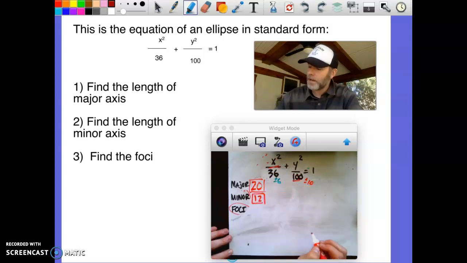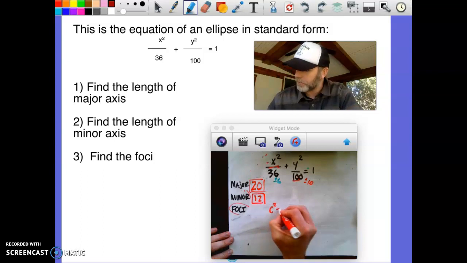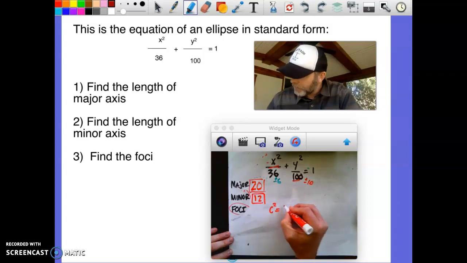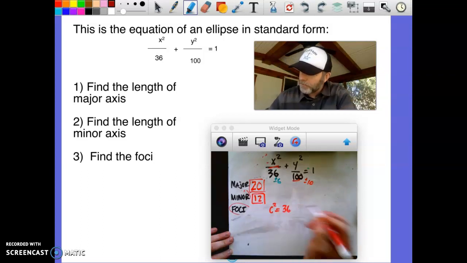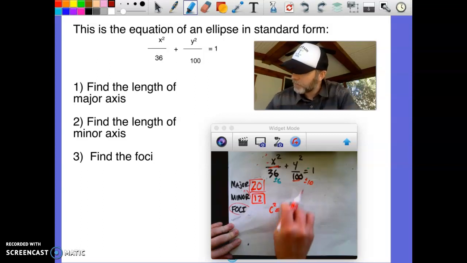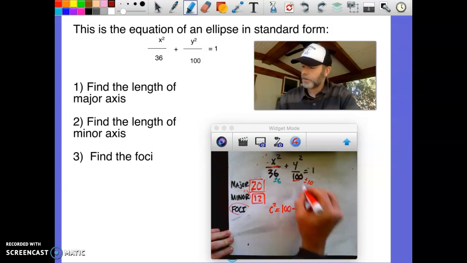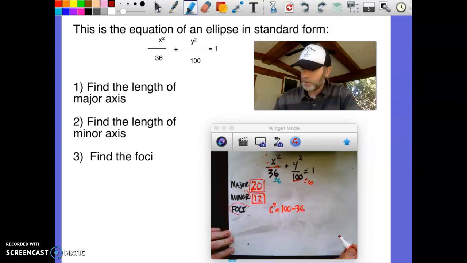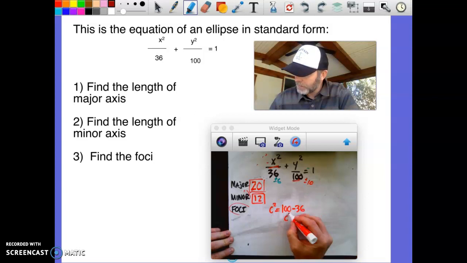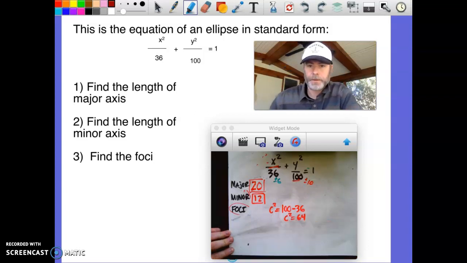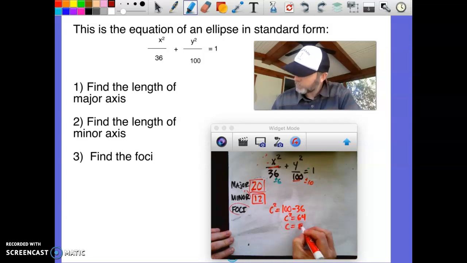Our foci now, remember use this equation, c squared equals a squared. See, look, I already put the wrong number there. A squared is the larger of the two numbers, minus b squared. We just take these numbers from our equation. Okay, so c squared equals 64. Take the square root. Plus or minus 8.